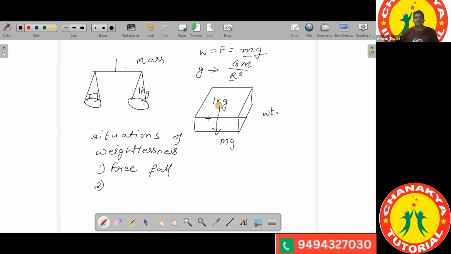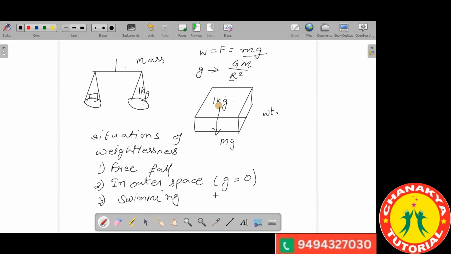Okay. So, understood the concept, everyone? During free fall, your weight will be zero. Or if you move into outer space, your acceleration due to gravity is zero. The value of g is zero. Hence, there will not be any weight. You will experience weightlessness. You can also experience weightlessness when swimming. So, if you are swimming, your weight is zero.